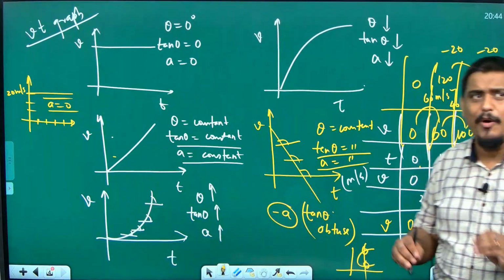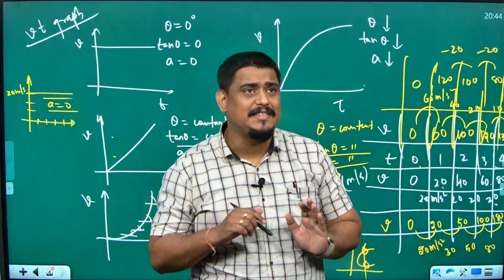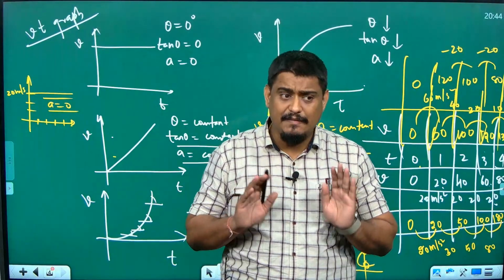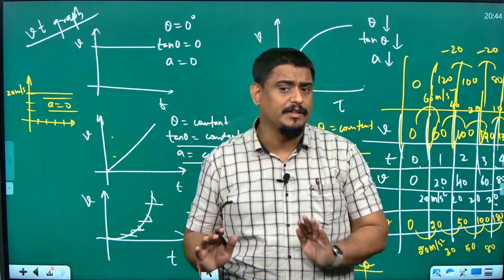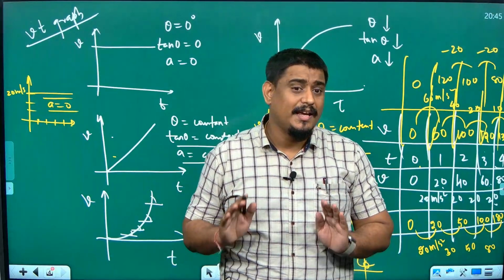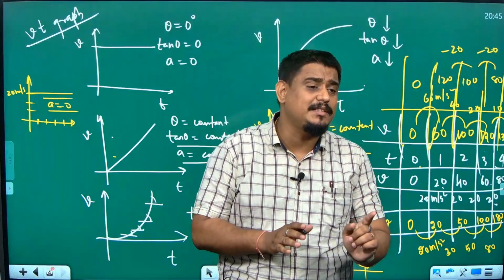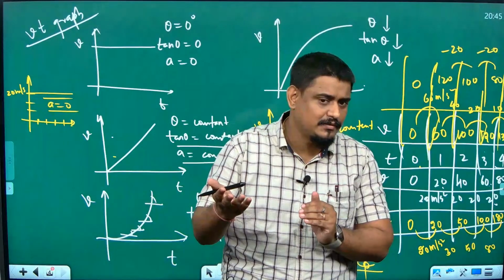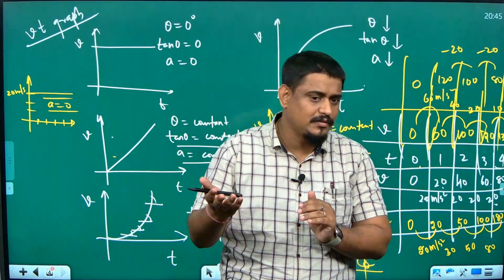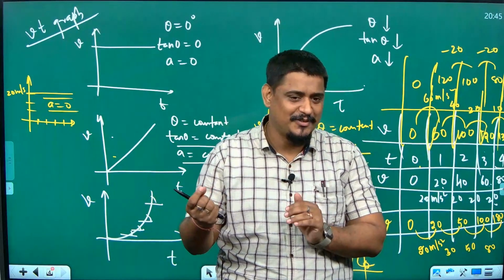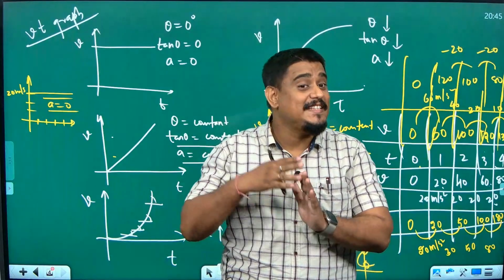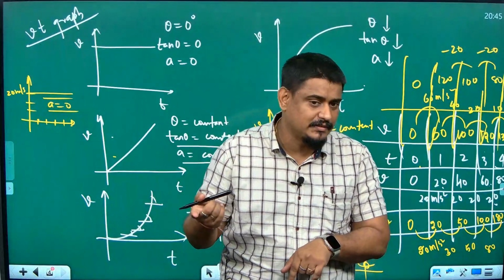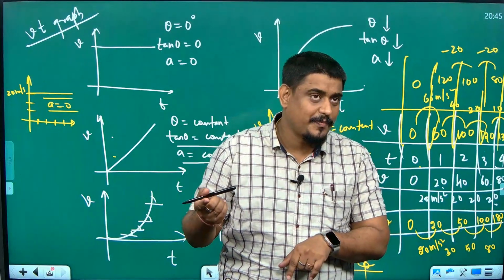So you know that positive acceleration means velocity is increasing. Negative acceleration means velocity is reducing. Increasing acceleration means velocity is increasing at an increasing rate. Decreasing acceleration means velocity may increase or decrease at a decreasing rate. I will repeat once again.